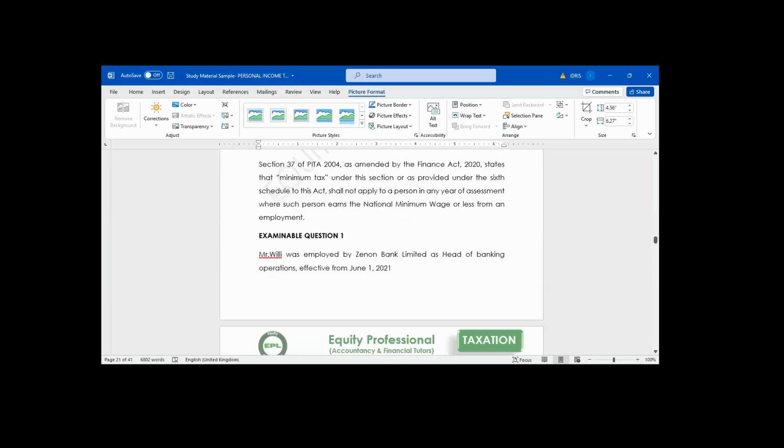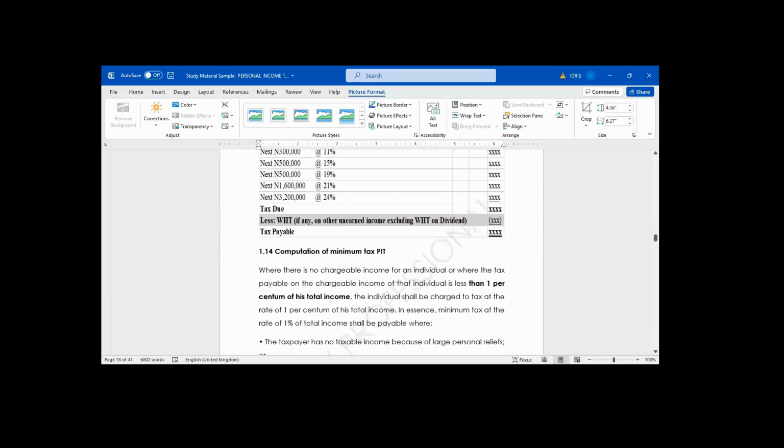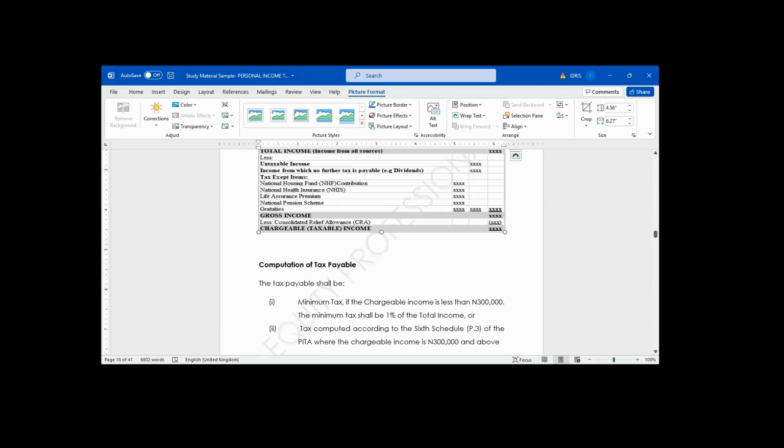I'm trying to look for where we show how we calculate the consolidated relief allowance. This consolidated relief allowance, if I want to calculate it, I will compare 200,000 naira with 1% of gross income first. Which one is higher among the two? Anyone that is higher, assuming 200,000 is higher, I will take that. I will now plus again 20% of what? Gross income.